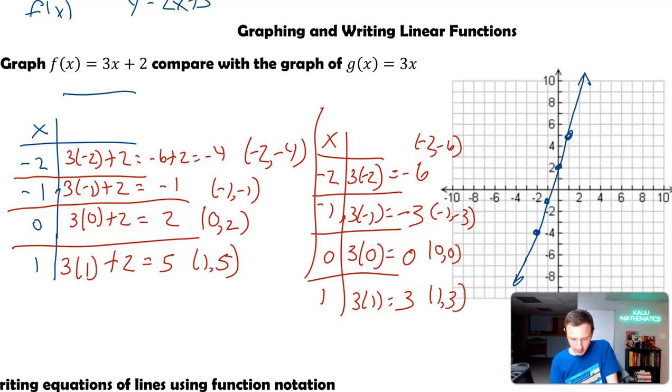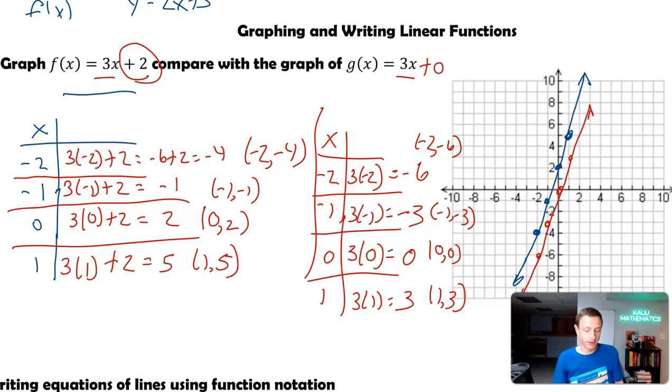So -2, -6. -1, -3. 0, 0, and 1, 3. Noticing the two lines here, it's hard to tell, but we know they're parallel. We know they're the same slope, and we can tell that right here, 3x and 3x. We know they're going to be going the same direction, doing the same thing. But the difference here is this one has this plus 2, where this one does not. If you want to think of it as a plus 0, the y-intercept would have been 0.